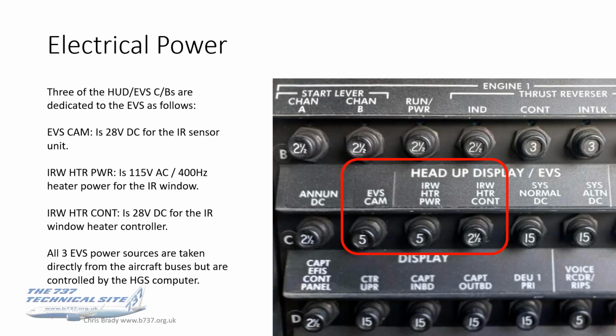The infrared window heater power is 115 volt AC for the IR window, and then the controller for the heater is 28 volt DC. All 3 power sources are taken directly from the aircraft buses, but are controlled by the HGS computer itself. So they effectively all pass through the HGS computer.